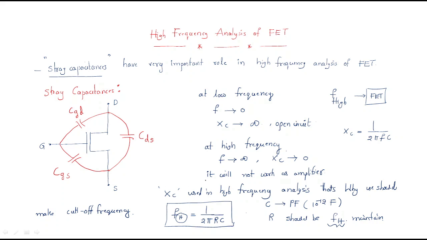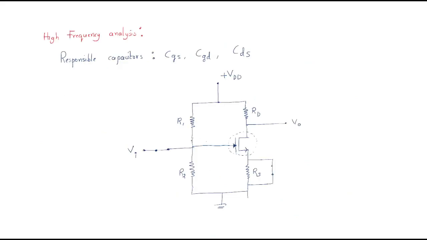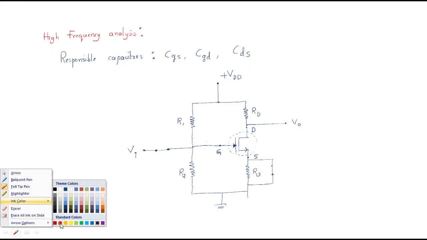So the high frequency analysis we should operate in the form of 2 pi RC. Right. So now we will enter into the high frequency analysis. In the high frequency analysis, the responsible capacitors we discussed are three capacitors: CGS, CGD and CDS. Look at here. This is the drain terminal, this is the gate terminal, and this is the source terminal.